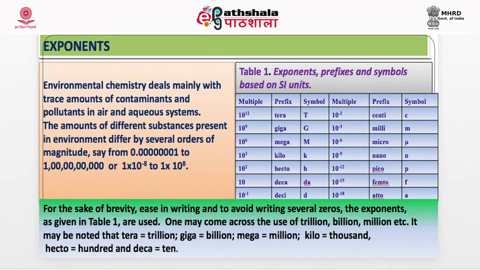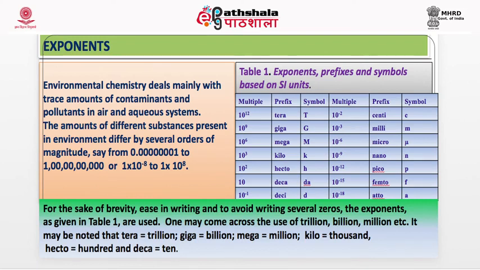For the sake of brevity, ease in writing, and to avoid writing several zeros, the exponents as given in the table are used. One may come across the units of billion, million, etc. Hence, the following equalities may be remembered. Tera is trillion, giga is billion, mega is million, kilo is thousand, hecto is 100, deca is 10. Environmental chemistry deals mainly with trace amounts of contaminants and pollutants in air and aqueous medium. Therefore, the entire discussion is based on this.